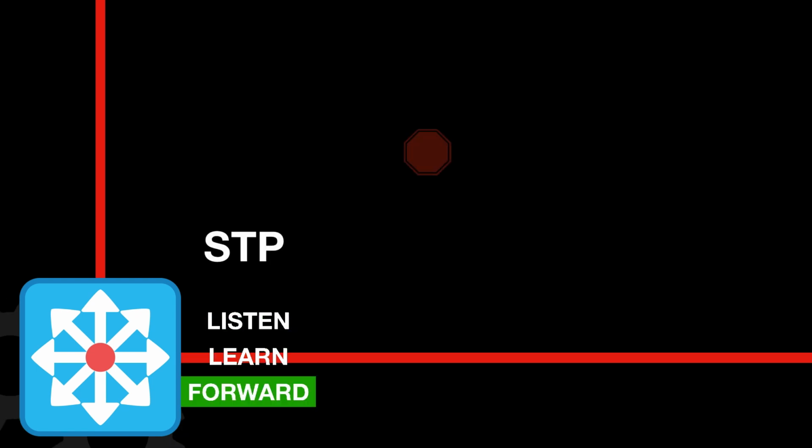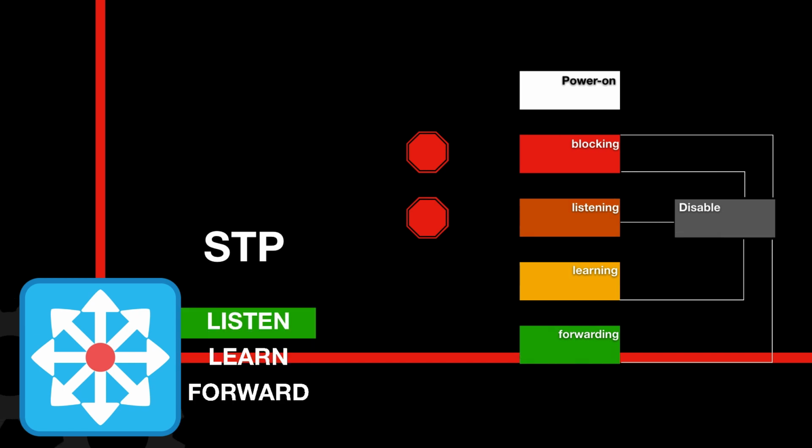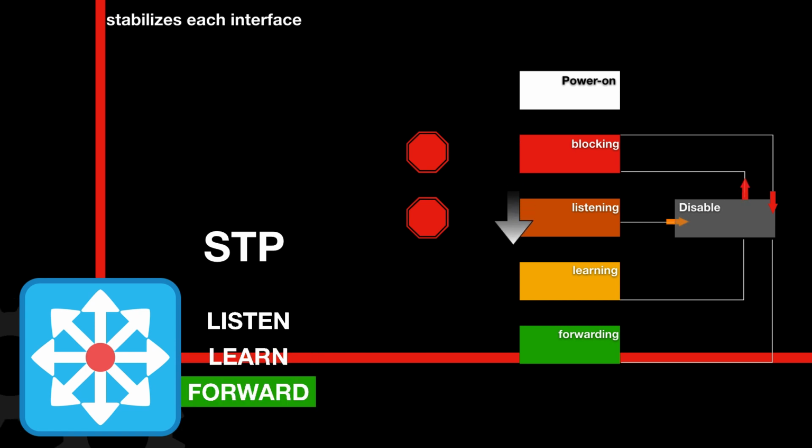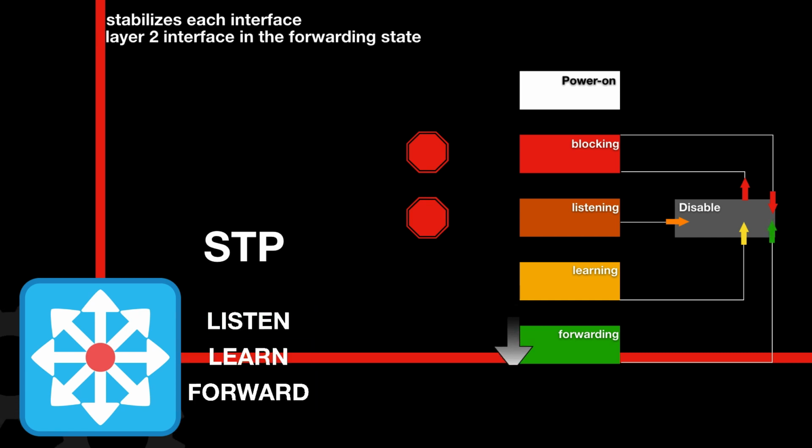When you power up the device, spanning tree is enabled by default, and every interface in the device, LAN, or network goes through the blocking state and the transitory states of listening and learning. Spanning tree stabilizes each interface at the forwarding or blocking state. When the spanning tree algorithm places a Layer 2 interface in the forwarding state, this process occurs.